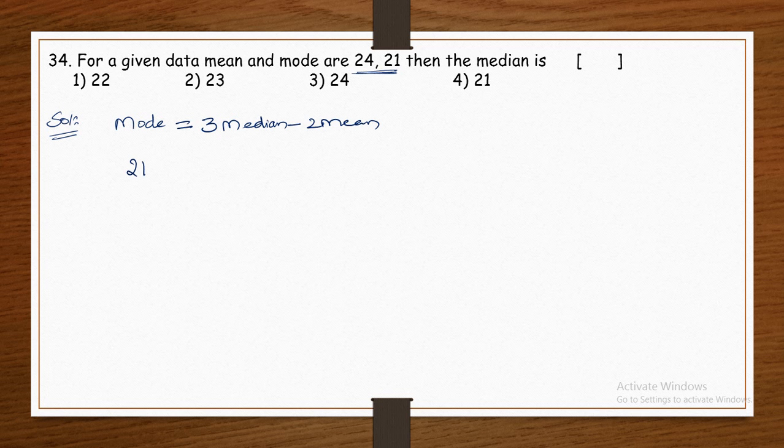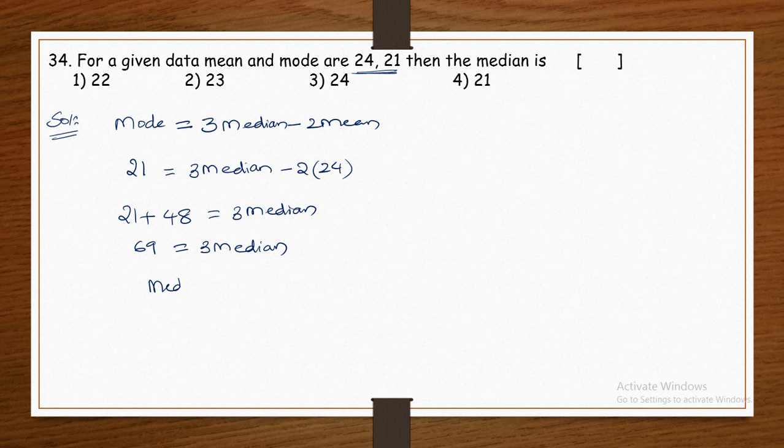Directly substituting the values, 21 is equal to 3 times median minus 2 times mean, which is 24. So 2 into 24 is 48. When I transpose, 21 plus 48 is equal to 3 times median. 21 plus 48 is 69, which is equal to 3 times median. So median is equal to 69 divided by 3, which gives me 23. Hence the median is 23.